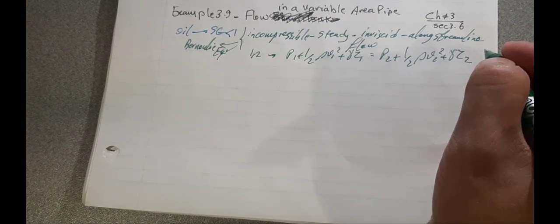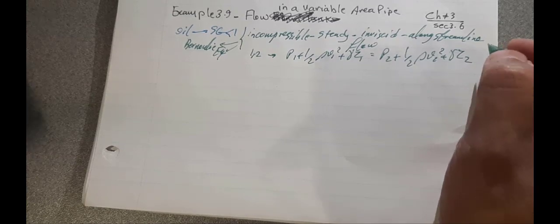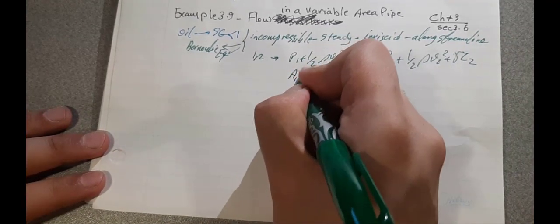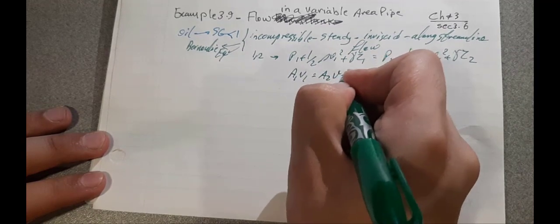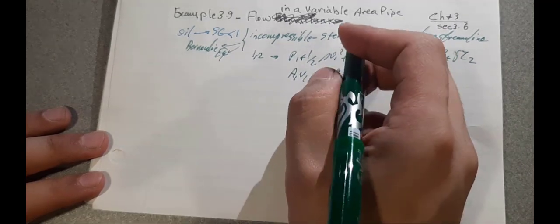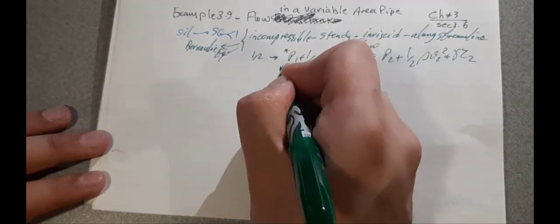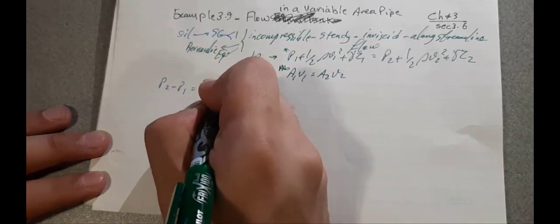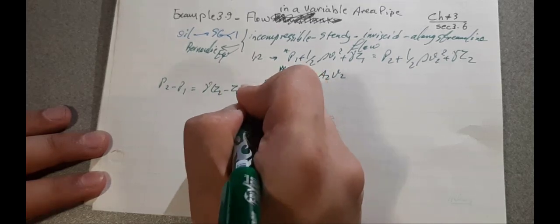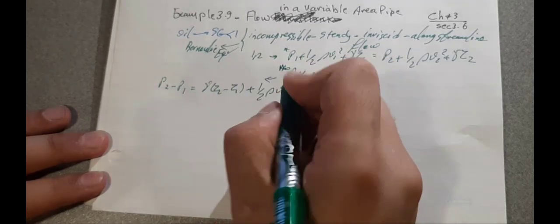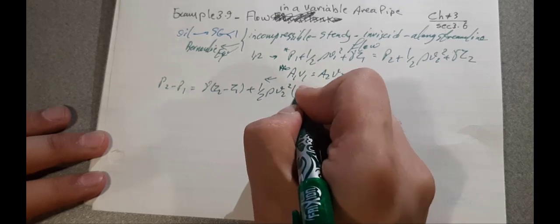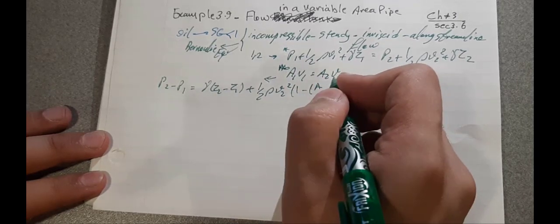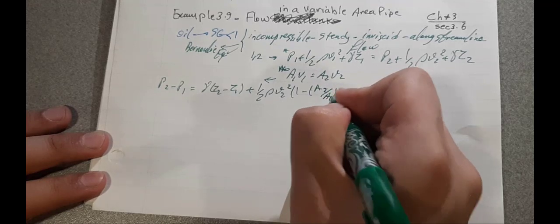And also we can write the continuity equation between point 2 and 1. And also we have this: A1 V1 is equal to A2 V2. By combination of these two equations, this and this, we can have P2 minus P1 is equal to gamma (Z2 minus Z1) plus 1/2 rho V2 squared multiplied by (1 minus (A2 divided by A1) squared).